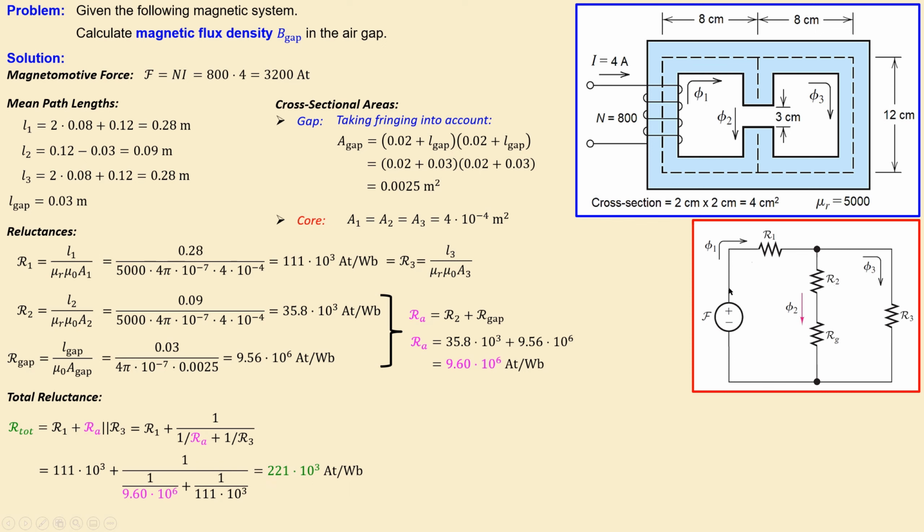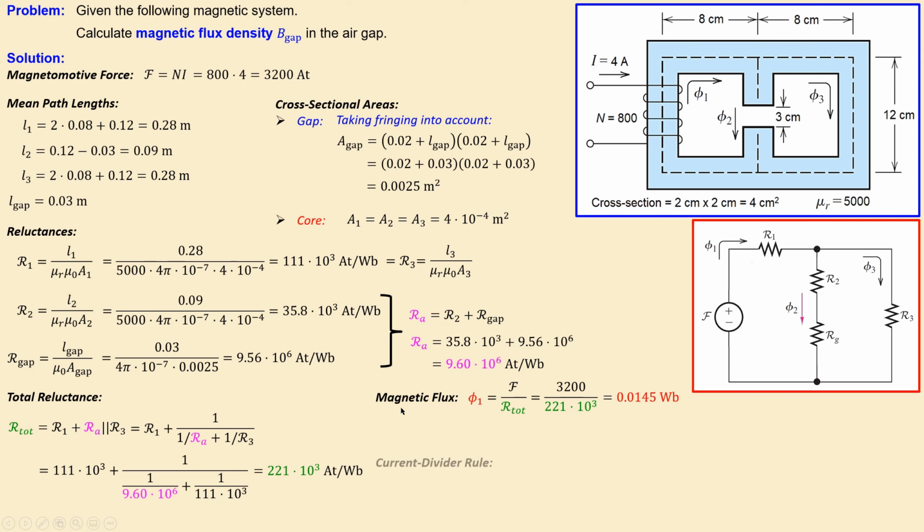That is now the total reluctance seen by the source. Now we have the necessary information to calculate phi 1, which is the total flux. The magnetic flux phi 1 will be the magnetomotive force divided by the total reluctance. If you substitute the values, you will get 0.0145 Webers. That is now the total flux.